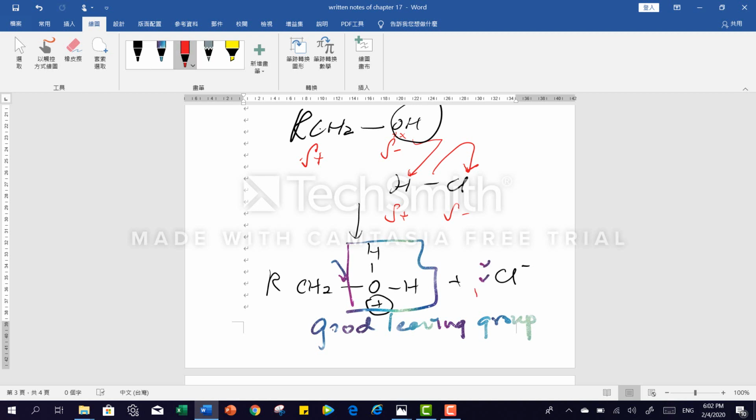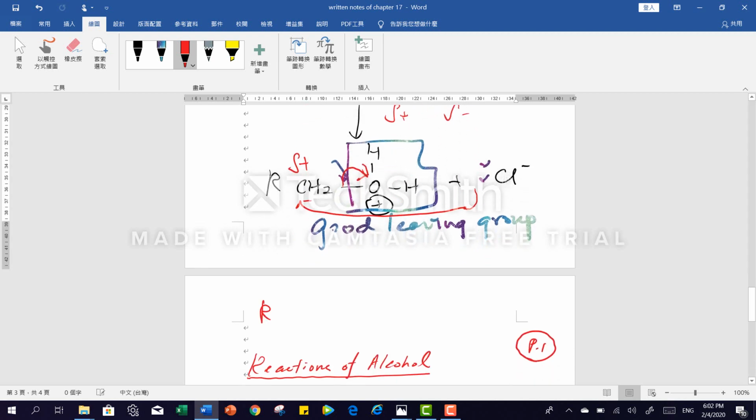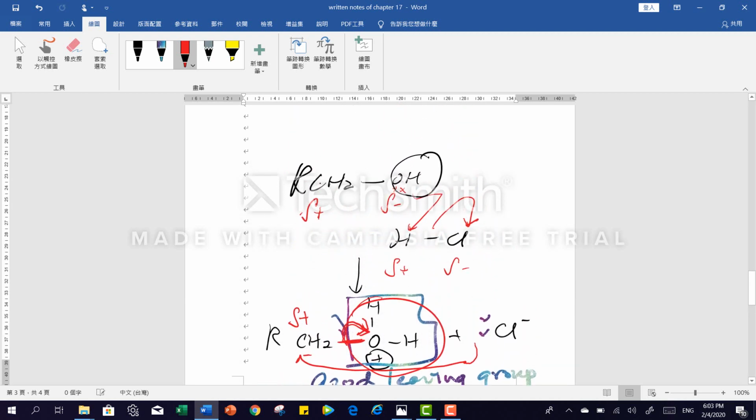This lone pair electron is going to bond with this C because this is delta plus, and this bond will be broken, okay? So what will be happening is it will become RCH2Cl plus. When this bond is broken, these two electrons will go all the way to oxygen, and then making this group become a neutral water. So that is basically the mechanism.